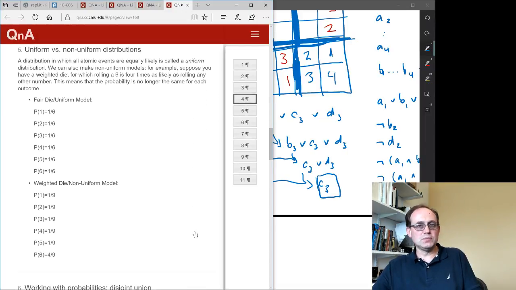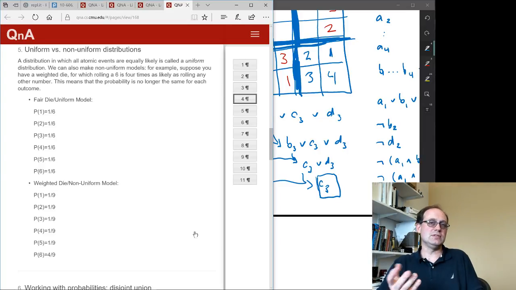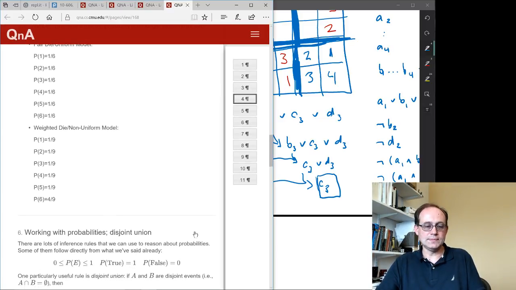So far most of our examples have been uniform distributions, and that's a pretty common way to think about it. But distributions don't have to be uniform. We can assign different probabilities to each one of our atomic events, and those get added together to give the probability of each one of our compound events. For example, we could have a non-fair die or a non-fair coin.